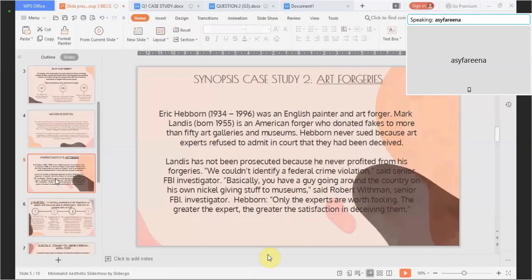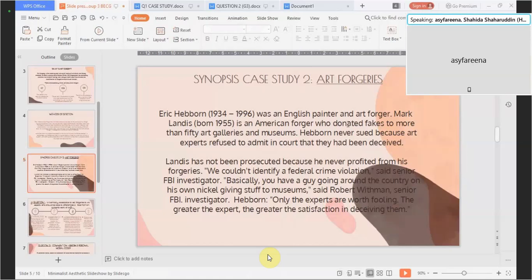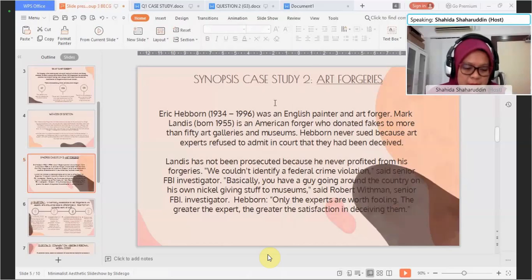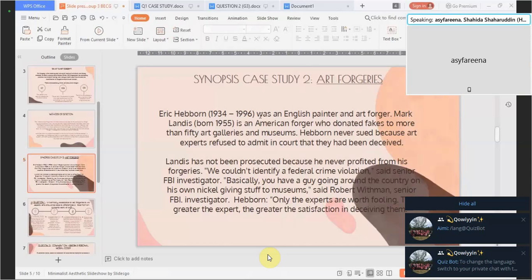You tak boleh on webcam Ashfarina? My webcam rosak, Madam. Saya guna phone. Phone, alright. But can you speak louder? Tak berapa clear. Clear ke, Madam? Kuat sikit lagi. Sekarang? Kuat lagi.